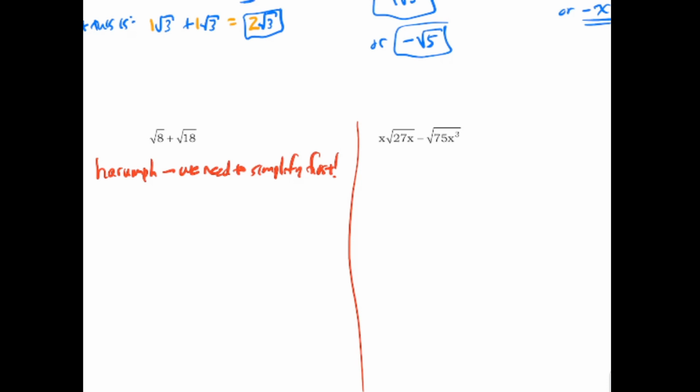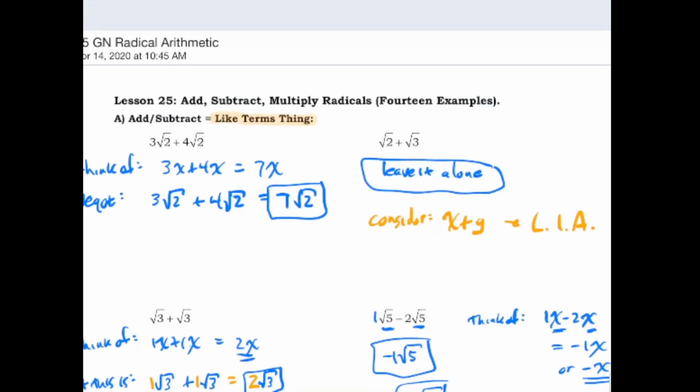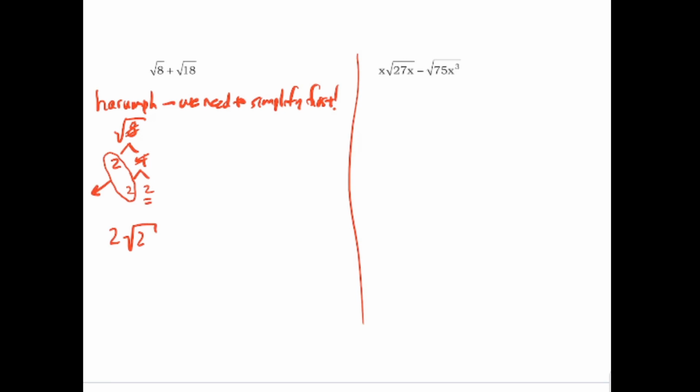You have a root 8. Well, we can simplify that. Remember there's a thing called the tree method. You could take the 8, break it up into a 2 times 4. The 4 you can break up into a 2 times a 2, right? And then you do the old, hey, I got a pair of 2's. That'll release a 2 to the front, and I'll still have a 2 on the inside. So really, radical 8 is the same thing as 2 radical 2, right? If you're not remembering this, you should go back to the previous lesson and have a quick speed through.